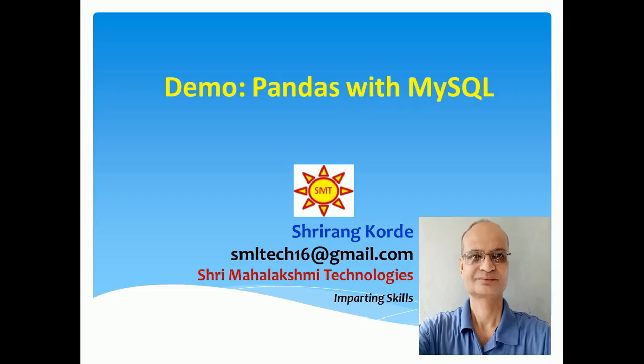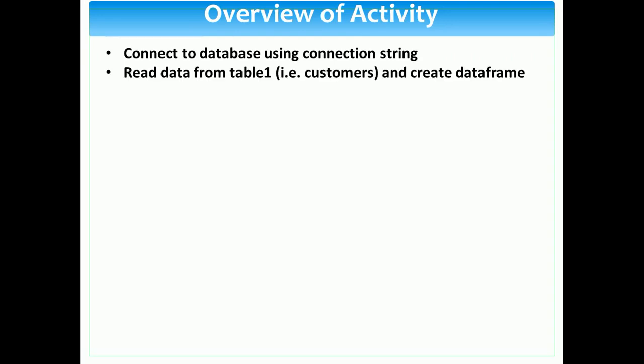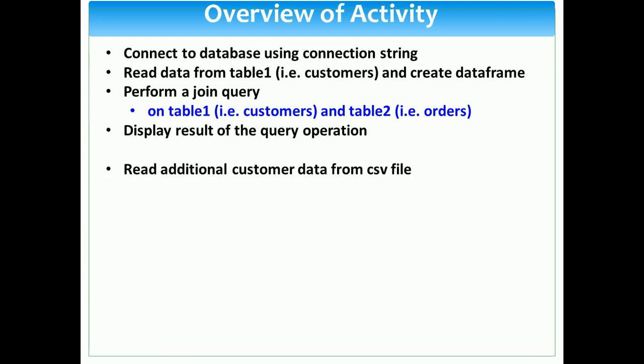So let's now understand what we are going to do as part of this demonstration. We are basically going to first connect to the database using a particular connection string. I will show you how to do that. Then we are going to read some data from table 1, the customers, and using that data we are going to create a data frame. Then we are going to perform a join query on the two tables, customers and orders. Then we are going to display the result of the join query operation.